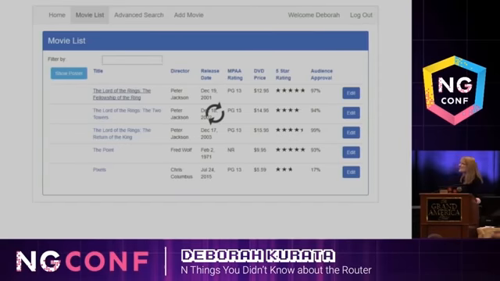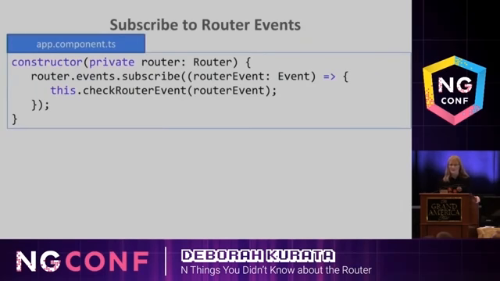So how do we display a spinner? Well, one easy way to do it is to use routing. We'll use routing events. So we can actually subscribe to router events. Now, in this case, I'm doing it from app component, which means that none of my other components need to know anything about the spinner.